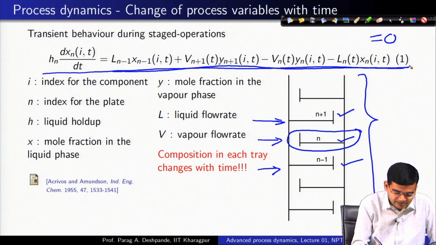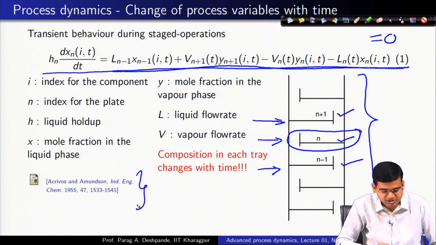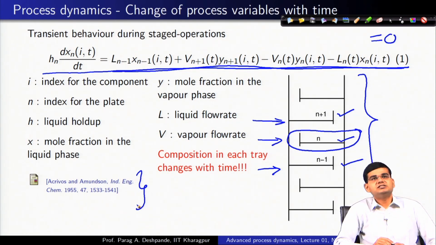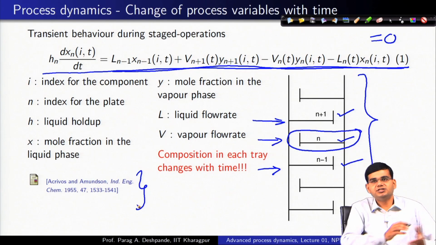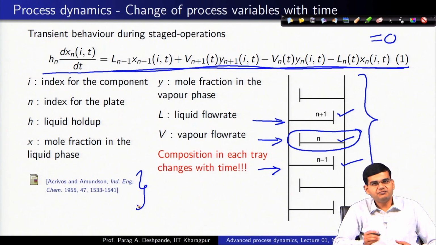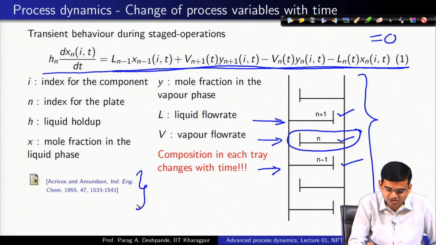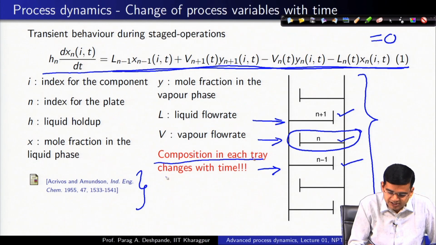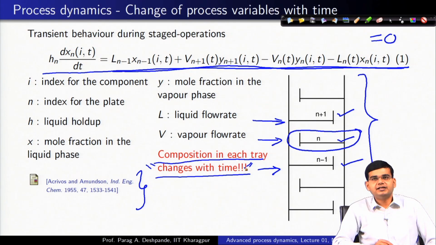I have taken this example directly from the work of Akrivos and Amundsen, and the terms which you can see here have been used directly from the ones reported in the paper. So, in case you want to refer to the original work, you can actually look at this equation and refer to the original work. The equation is very simple, it is a simple transient mass balance equation. So, this is a dynamical system because the composition in each tray changes with time. So, change with time is the important term here, and therefore, this is a dynamical system.